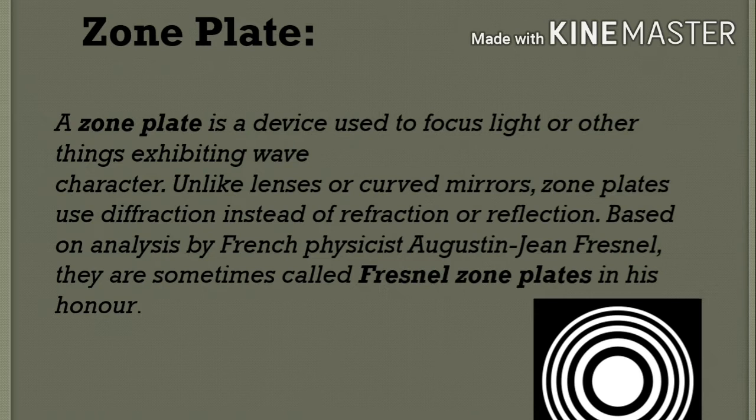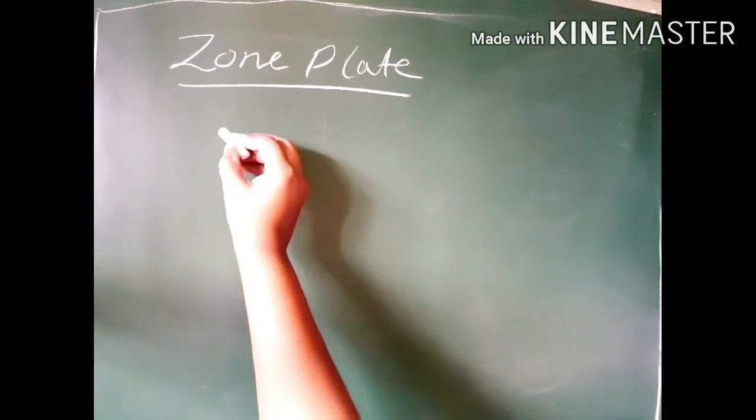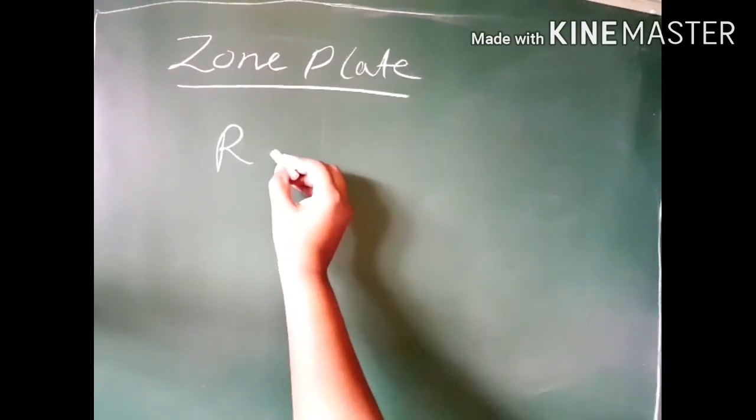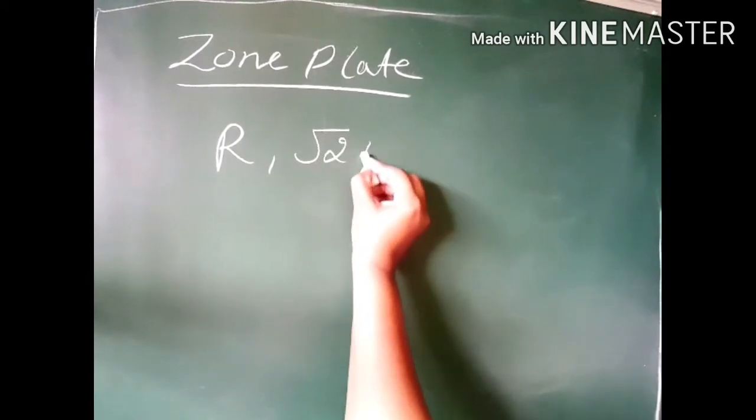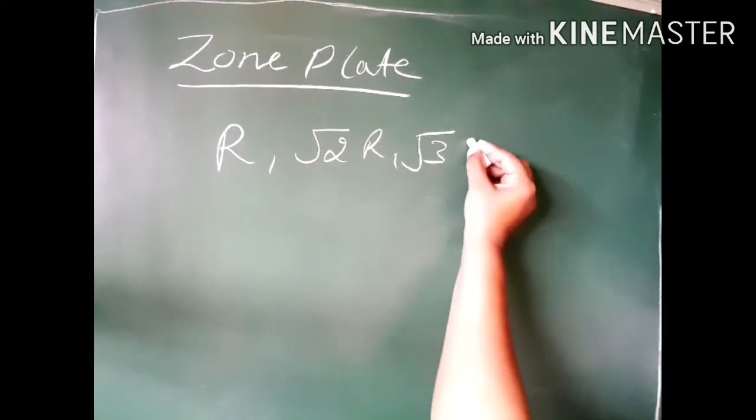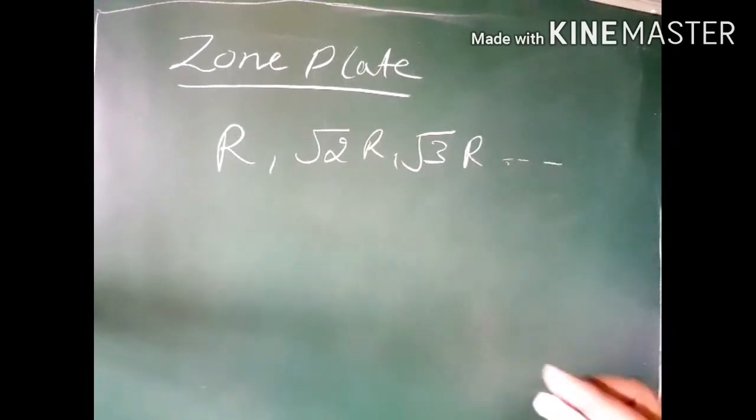Now the construction of a zone plate. To construct a zone plate, we draw a number of concentric circles on a white paper sheet. The radii of the circles are taken in the ratio of the square roots of the natural numbers. That is, suppose the first circle radius is r, then the second circle radius is square root 2 r, the third is square root 3 r, and so on.